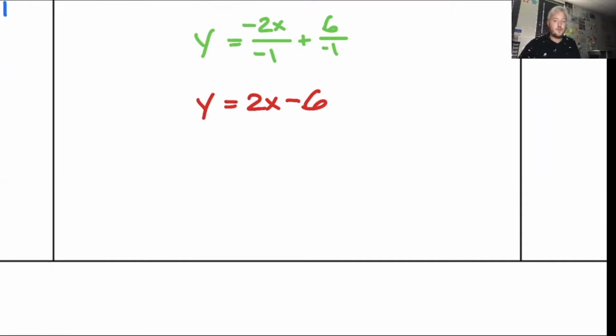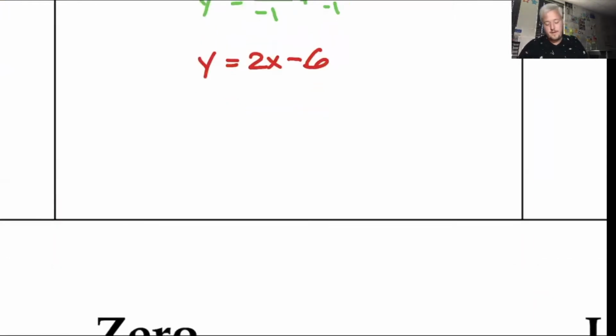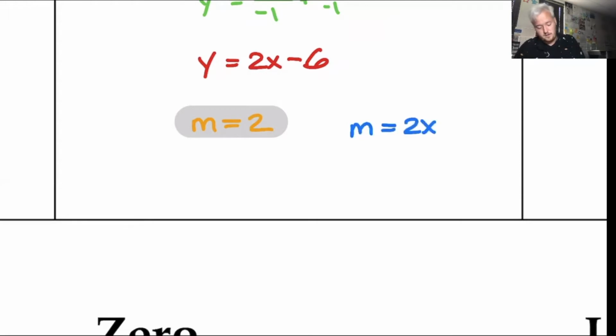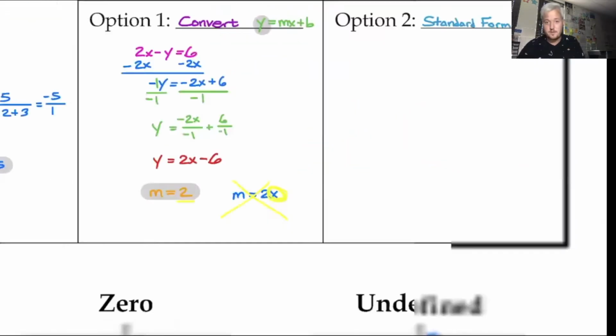So when you're in slope-intercept form, that m value, that's your slope. We only want the value in front of the x. So in this case, our slope is going to be 2. One thing to note that I see happen very often is if you ever say your slope is 2x, that is not right. You do not include the x. You only want the number in front of the x.